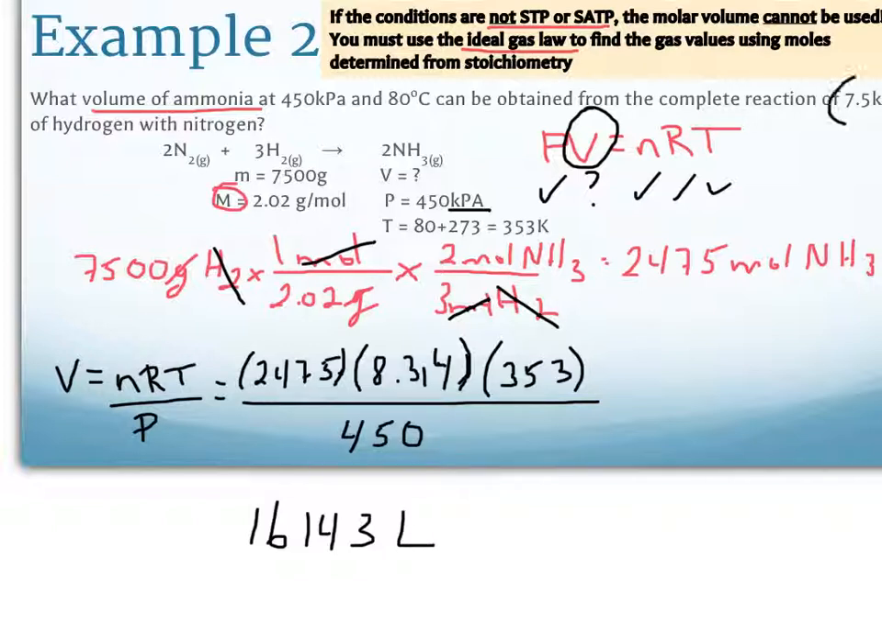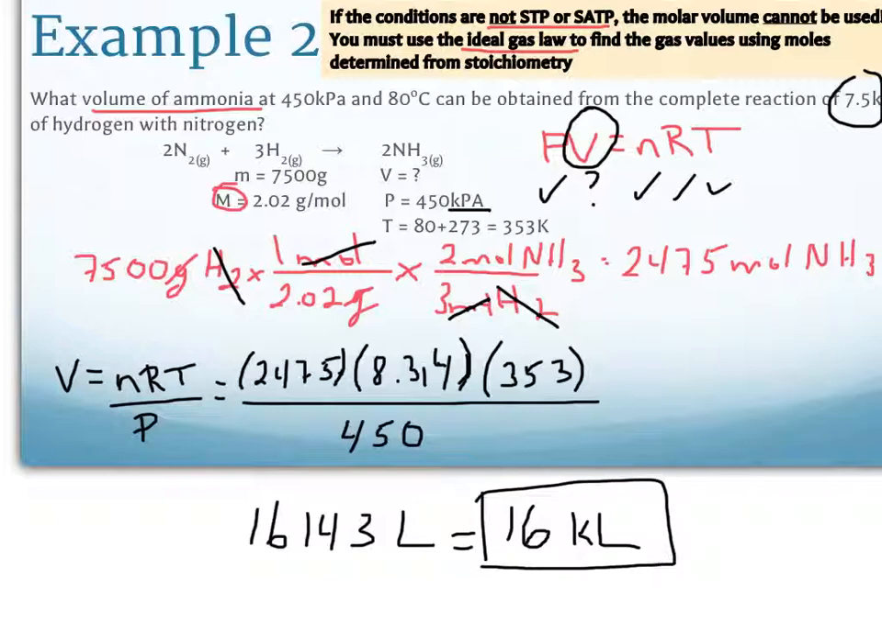Because I was given 7.5 in my answer, I have to have two significant digits. So what I'm going to do is divide this by 1,000 and say that this is the same as 16 kiloliters. And now I have my two significant digits.